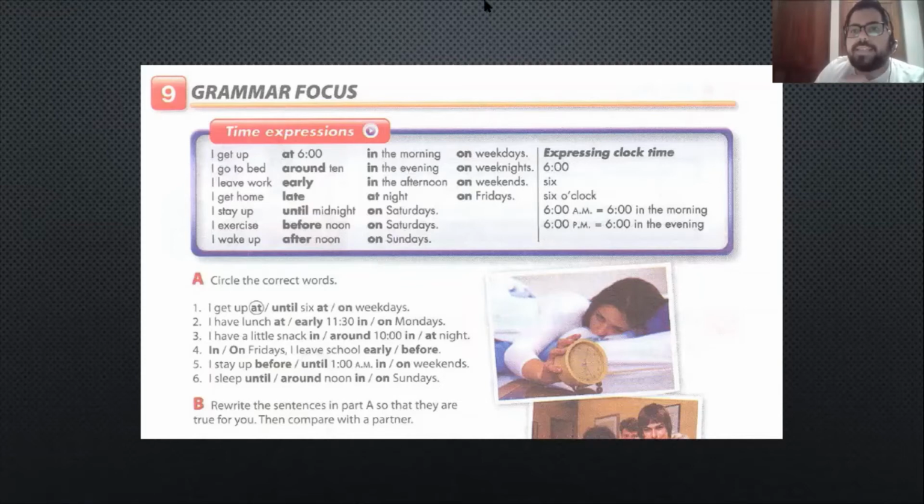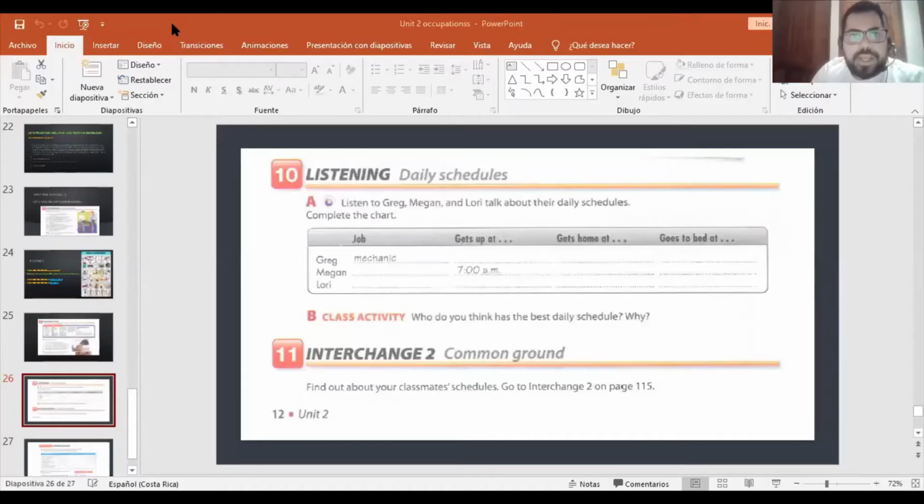Now let's continue, guys. Let's try to create some routines over here. Okay, I'm gonna give you some examples of our routines. Okay, guys, let's continue. I'm gonna give you some examples. Okay, look at.